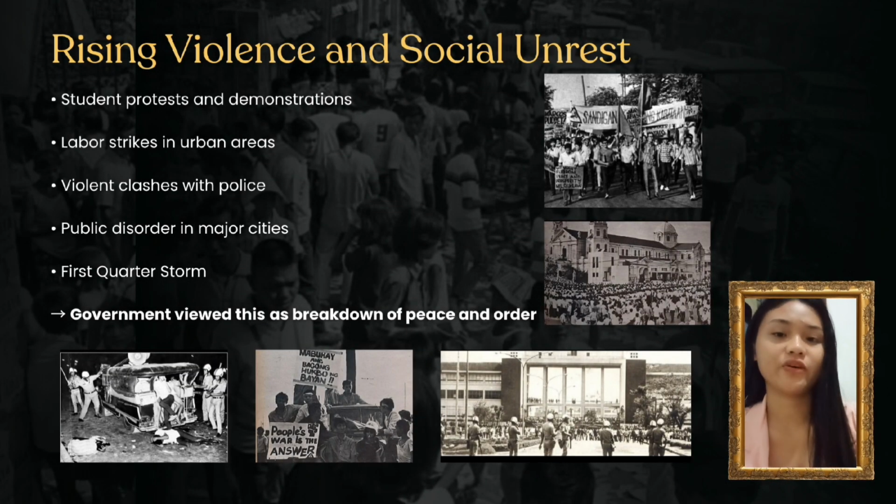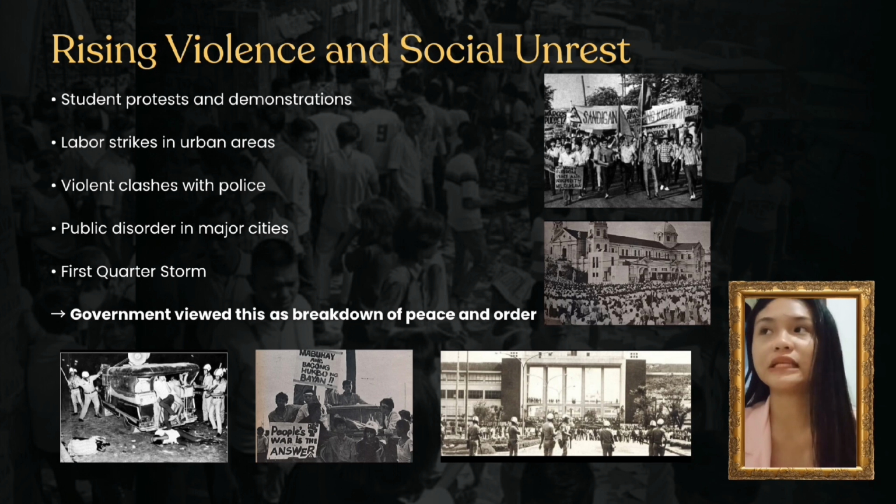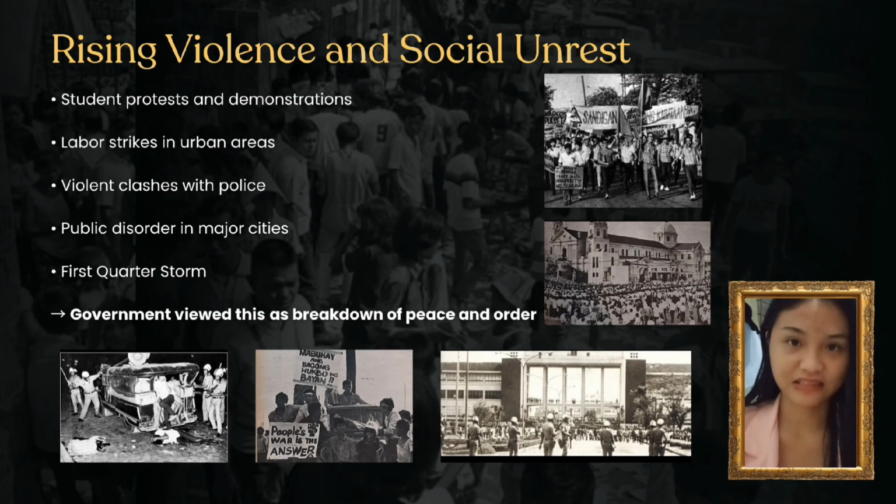Another reason na nilabas ng government is yung lumalalang protest at unrest sa cities, especially in Manila. During that time, sobrang active ng student movements and labor strikes and rallies. May mga pagkakataon na nauuwi siya sa clash between protesters and police. Isa sa pinaka-famous dito is yung First Quarter Storm. Ito yung series of massive protest na mostly led by students. Sa government side naman, ang interpretation nila dito is hindi na raw siya peaceful protest, nagiging violent na, nagdudulot na siya ng chaos sa public order. So yung message nila, parang nawawala na yung control ng government sa streets.